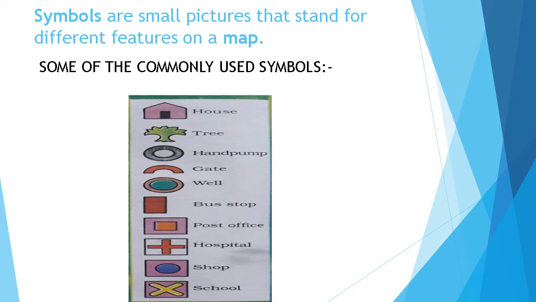Students, let us study about symbols. Symbols are small pictures that stand for different features on a map. Observe this picture. As you can see, there are certain places like house, hospital, school, etc. in it. Besides the picture, there are symbols which represent them. At some places, these symbols are used to represent them.